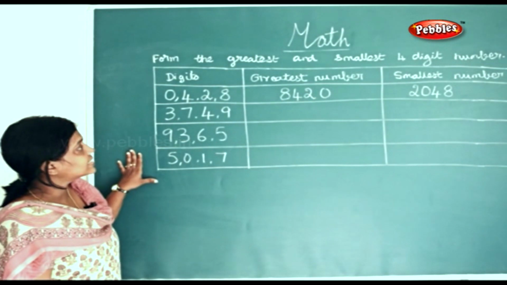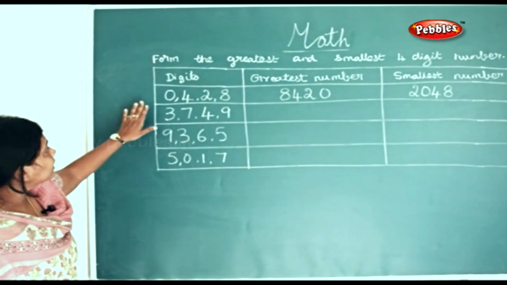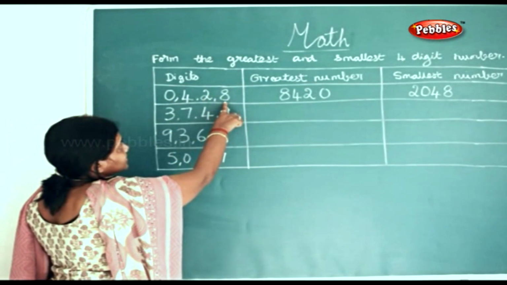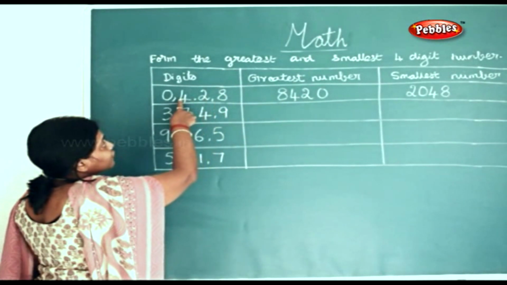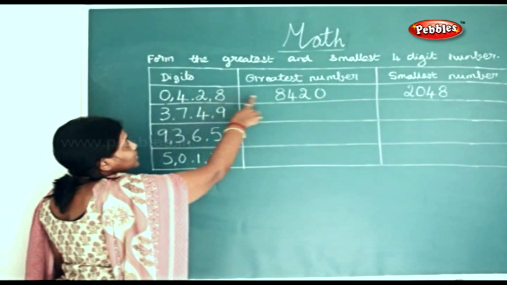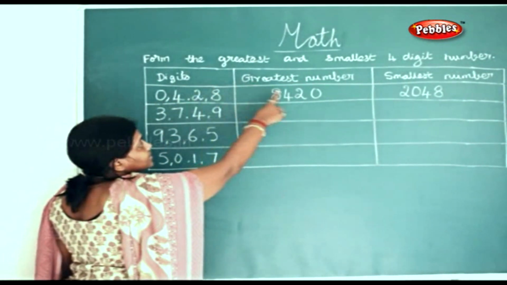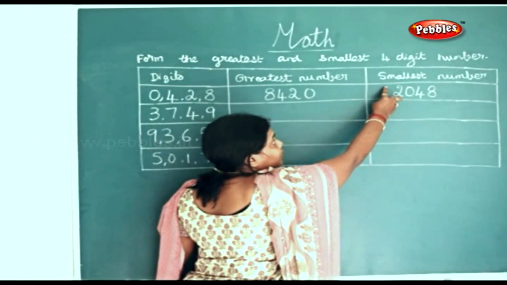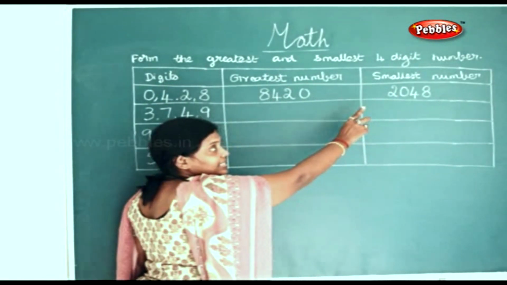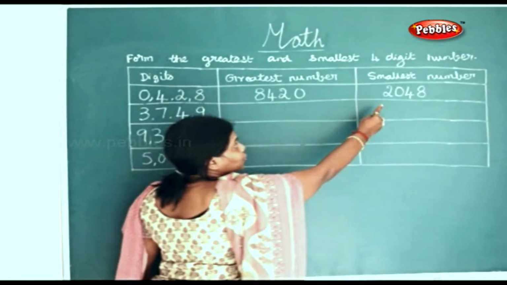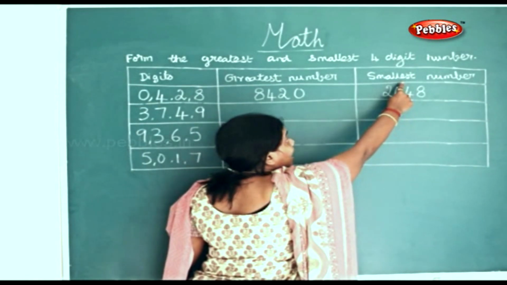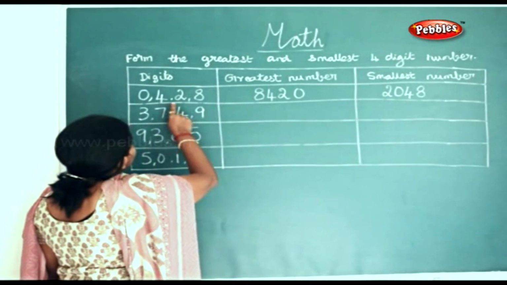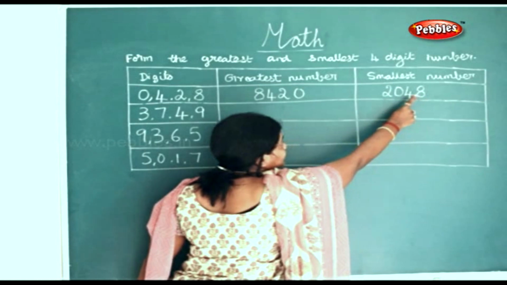Now we will form the greatest and the smallest 4-digit numbers. The digits given here are 0, 4, 2 and 8. Here the greatest among these is 8. The next greater to 8 is 4. The greater between 0 and 2 is 2 and the least is 0. While forming the smallest number, we will not begin with the 0, since 0 doesn't have any value when you put it in the front. So we will use the 0 in the hundreds place instead of the thousands place. So 2, 0, the next greater number is 4 and the greatest among these is 8.